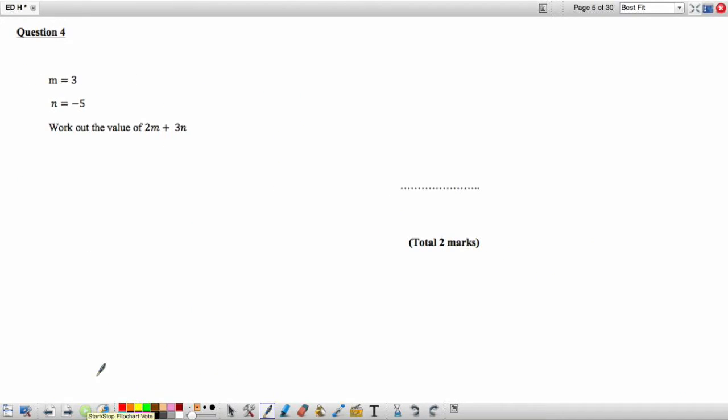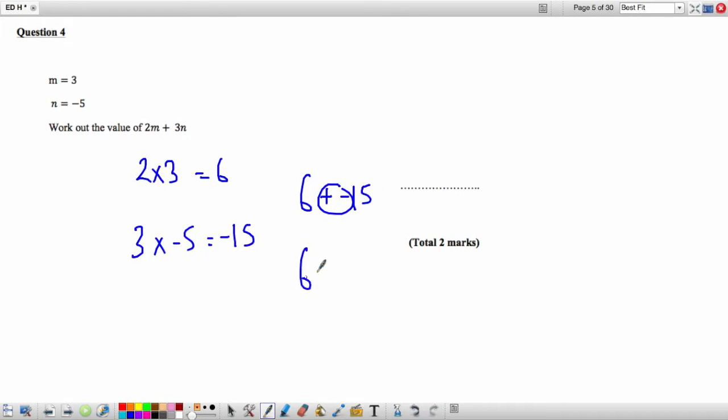Question 4. Work out the value of 2m plus 3n. Well, m is equal to 3, so that's 2 times 3, which is 6. 3n, 3 times -5, which is -15. 6 add -15 is going to be 6 subtract 15, which is -9.